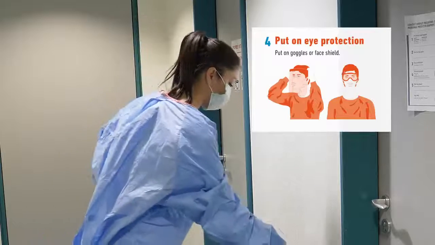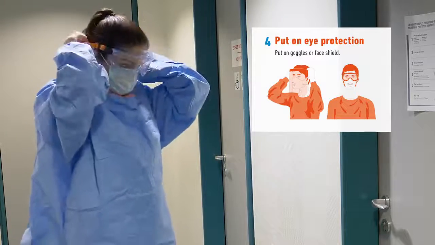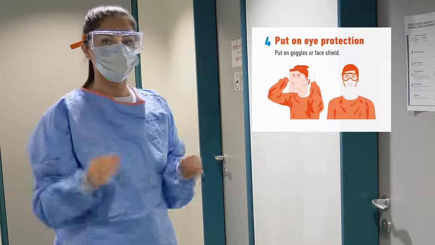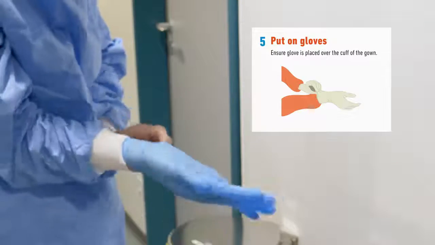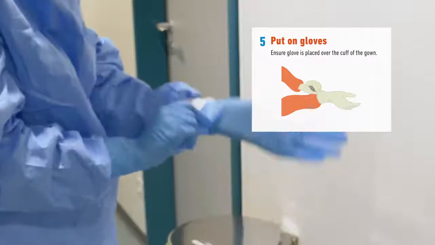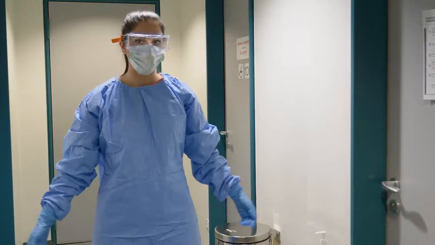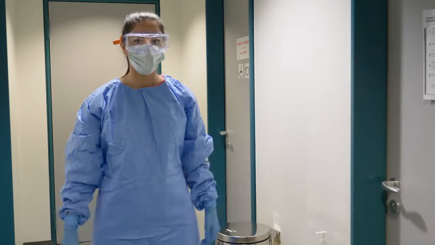Next, you are ready to put on the eye protection. This involves either goggles or a face shield, which can be placed over the mask with the top of the goggles resting in the middle of your forehead. Finally, put on a pair of gloves and ensure they are placed over the cuff of the gown and that no skin is exposed. You must check each piece of equipment at the end thoroughly and ensure the equipment is placed on correctly. It might be helpful to have a colleague who is competent in this procedure and could perform a visual inspection. You are now ready to enter the patient's room.